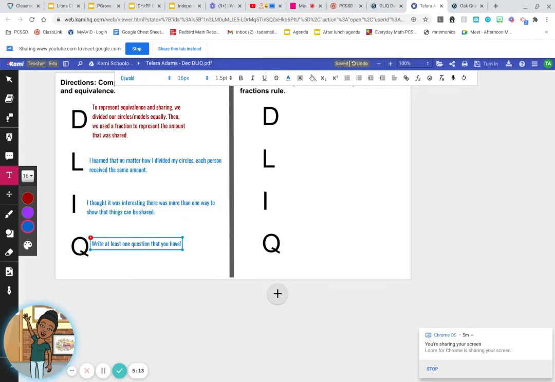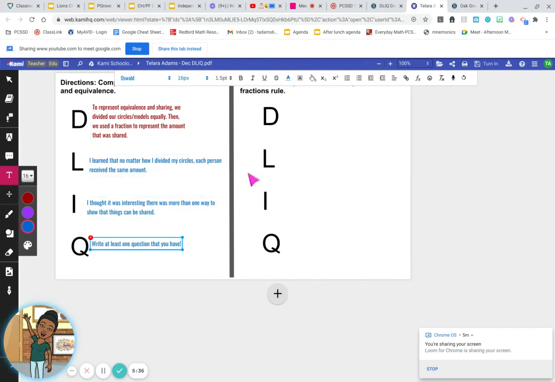Your question might be, how can I use decimals for equal representation? How can I find or identify if fractions are greater than or less than the other? There are always questions that we can think of. So really think about what questions you have when it comes to fractions so far, sharing equally.